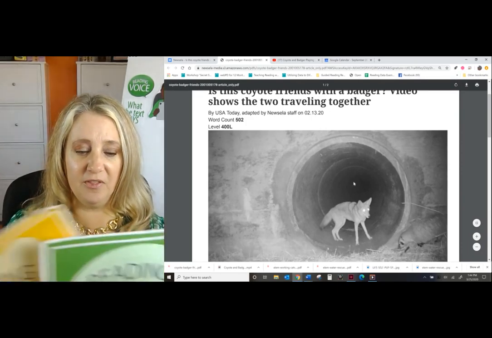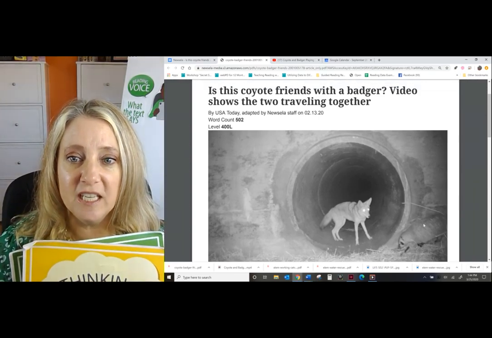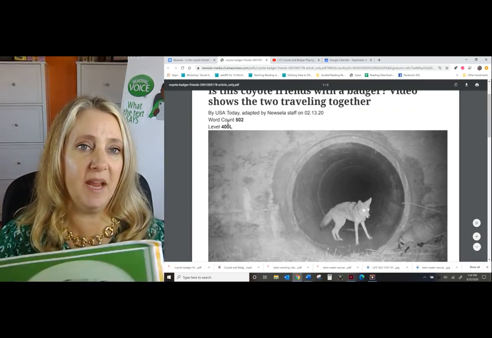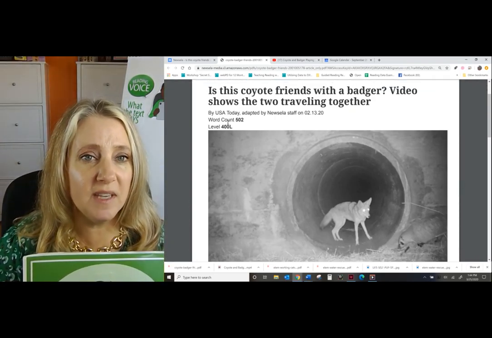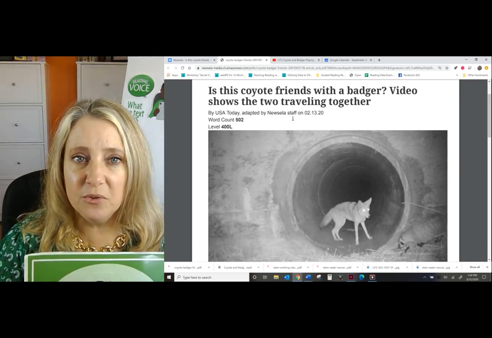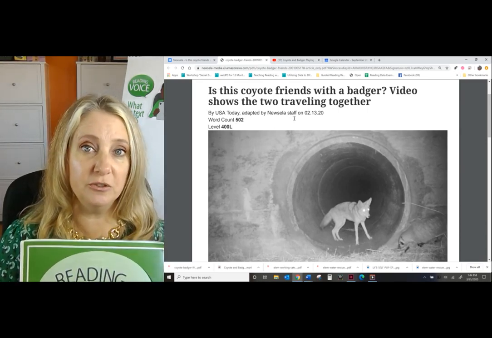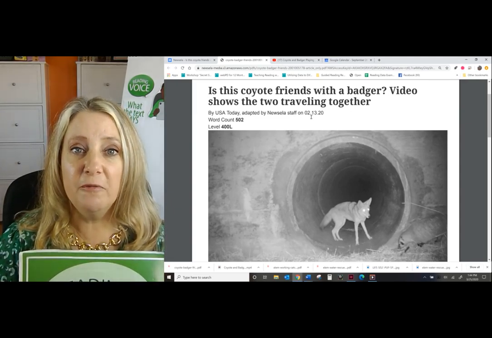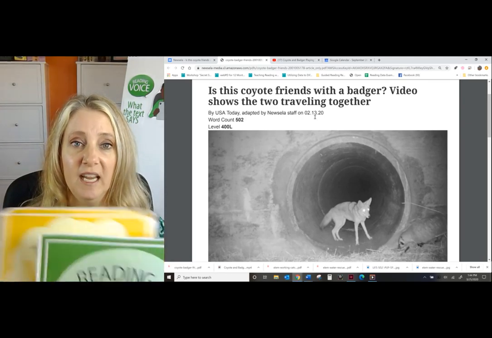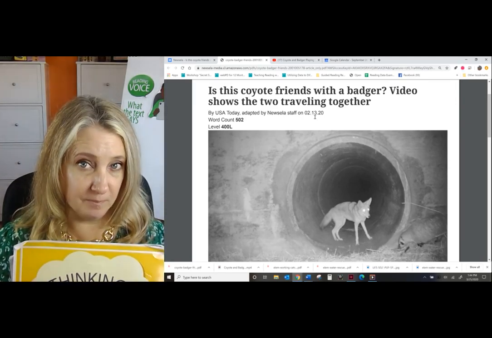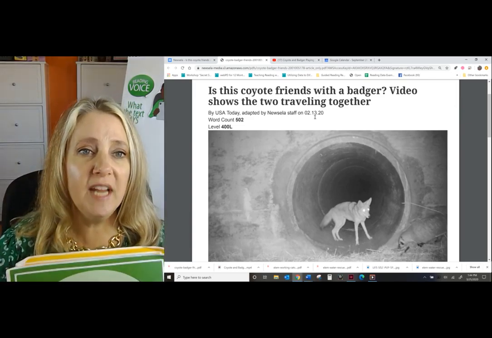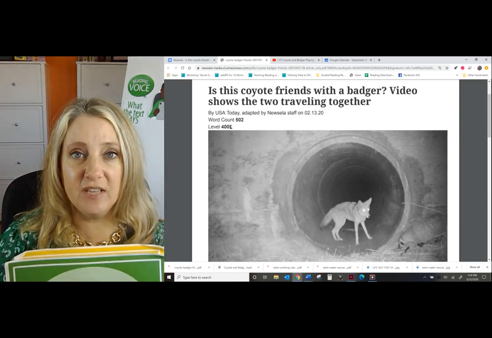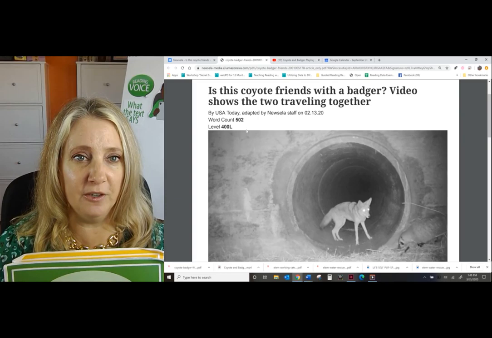Oh, yep. And I'm looking at the picture. As I look at the picture, I do see it's two of them and they're walking. Now, there's a little bit more information here that I'm going to pay attention to. It tells me that it's by USA Today and that it's adapted by the Newsela staff. So I know that's the original newspaper, USA Today, and that it was written on February 13th, 2020. And so I know this was during the winter time when this was written. The word count is 502, so I know it's not very long. And the level here just tells me it's perfect for second and third graders to read.